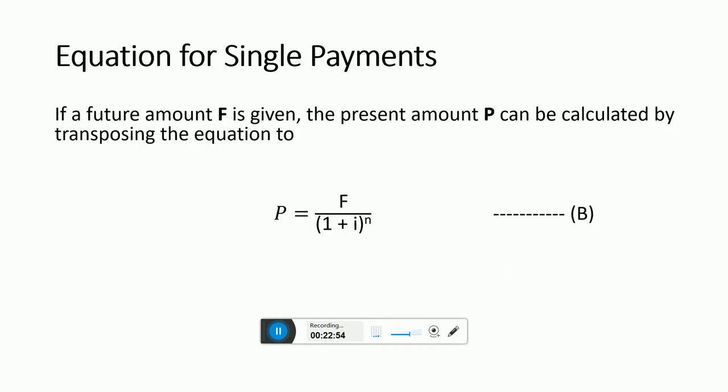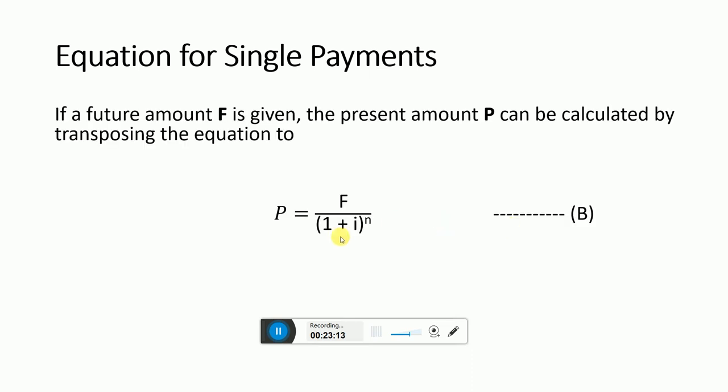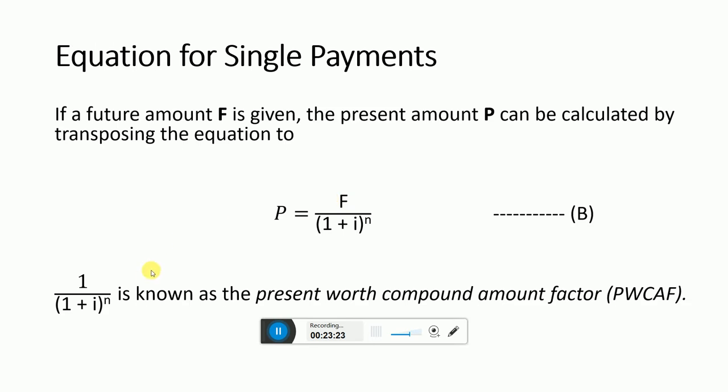Similarly, if the future amount F is given, the present amount can be calculated by transposing equation A. In this equation, we just have to transpose and find the value of P. So P is equal to F over (1 plus i) to the power n. This factor, 1 over (1 plus i) whole n, is known as the present worth compound amount factor.